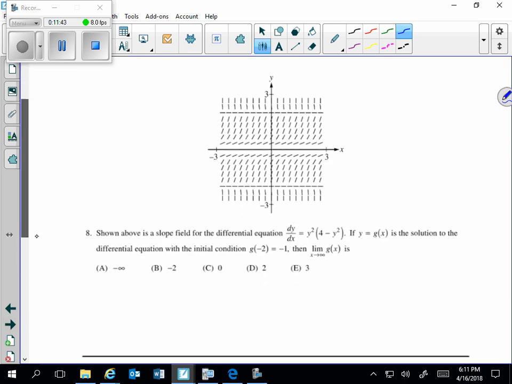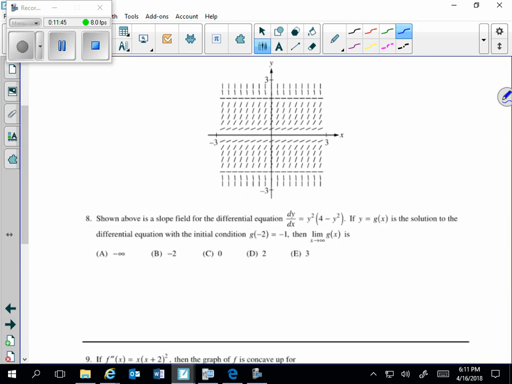Question 8. We have a slope field shown, differential equation given, y is some solution to the differential equation with that condition. What is the limit as x goes to infinity of g of x? So y is equal to g of x. We probably should solve this thing for y, correct? How do you want to do that?